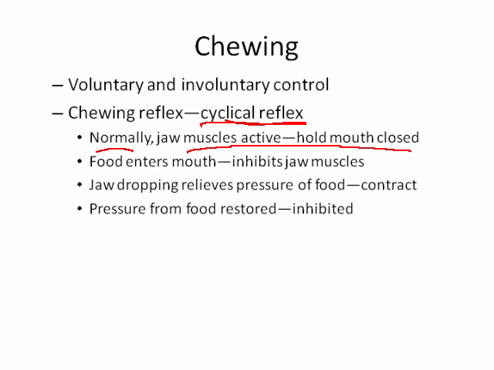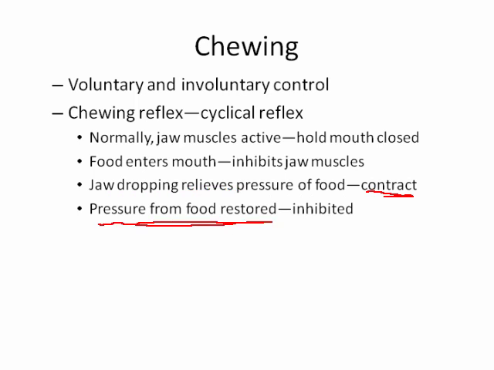Normally, your jaw muscles are active to hold the mouth closed. When food enters the mouth, of course, it's going to inhibit jaw muscles to allow the mouth to be opened. The jaw dropping is going to relieve the pressure on the food, which is going to allow the jaw muscles to contract, which then, when you contract the muscles, is going to restore pressure on the food, which will then inhibit the contraction. So we end up with this very cyclical type of process based upon contraction and relaxation of the jaw muscles, relieving versus restoring pressure on the food.